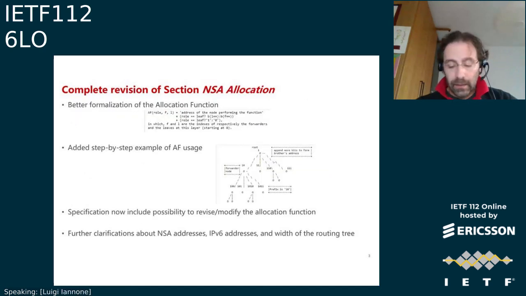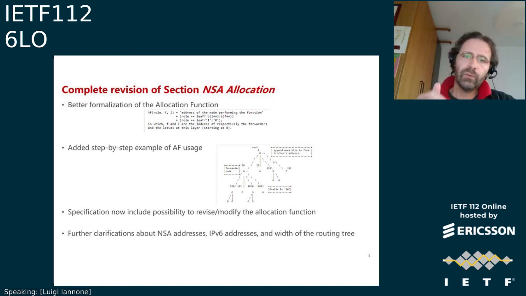Okay. For those who know the content of the previous version, there is one section which is the NSA allocation. So basically, how we create the addressing of the different nodes. The allocation function that does that specific action has been better formalized, so that it is a little bit clearer to understand. And most importantly, we added a step-by-step example so that we really can see how to build the addressing and how it works.